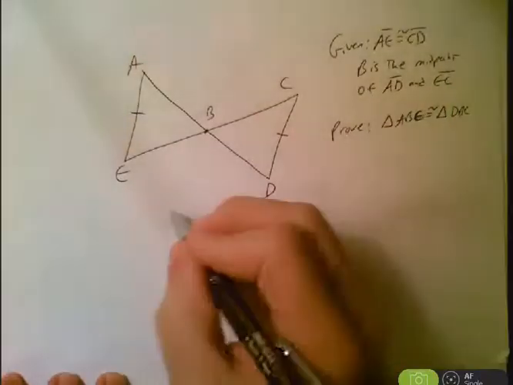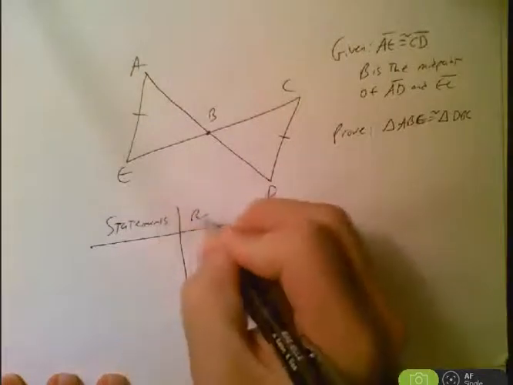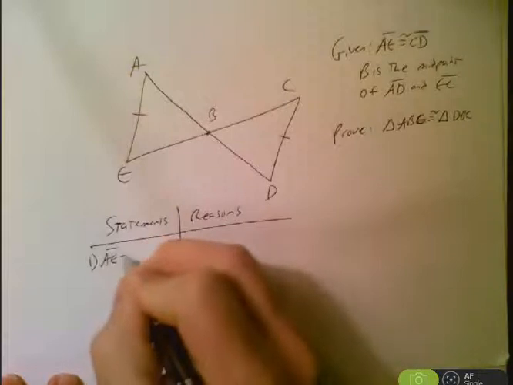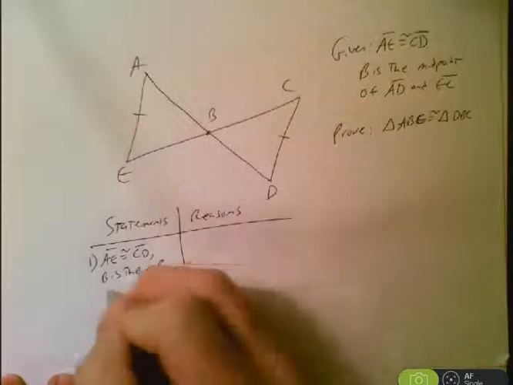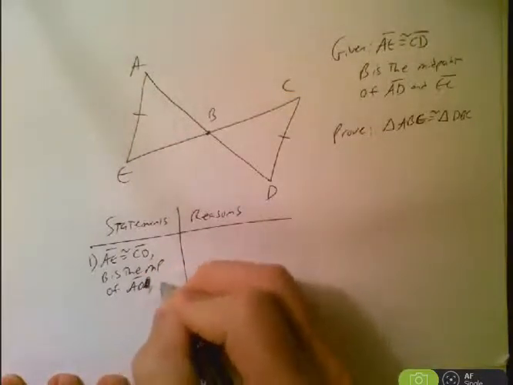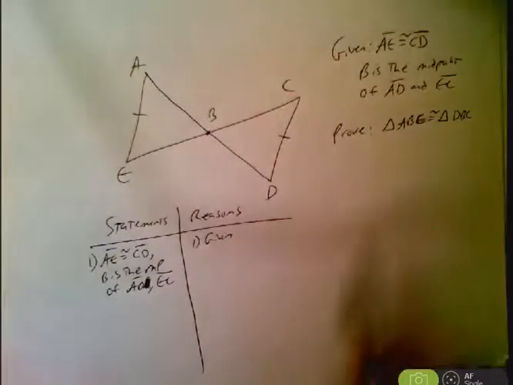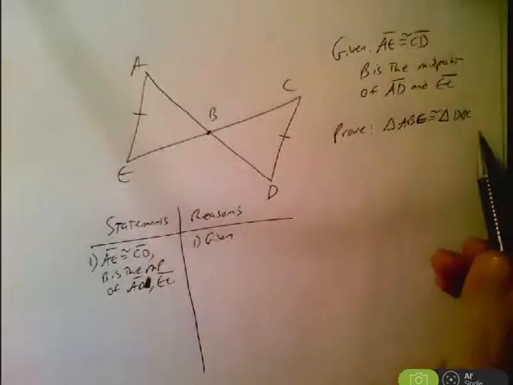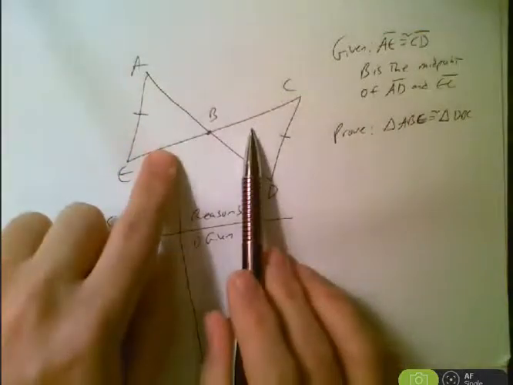Alright, so if we're going to do our proof, we're going to set it up the same way we used to set it up, with statements and reasons. And we'll start with our given, right? So AE is congruent to CD, and B is the midpoint of AD and EC. That's given. Alright, so you're looking at that picture and you know you're trying to get these two triangles congruent. The only way we know now to get the triangles congruent is with side, side, side. And the only thing they gave us is one pair of sides. So somehow we need to get other pairs of sides congruent.